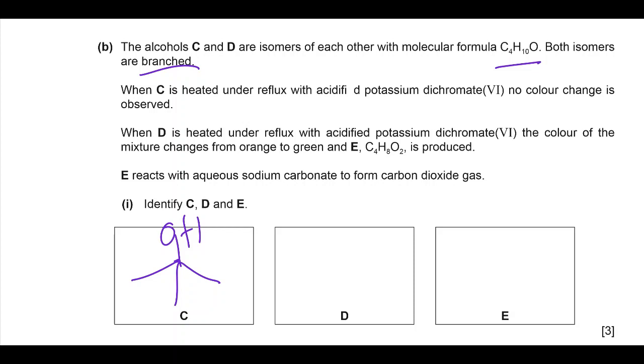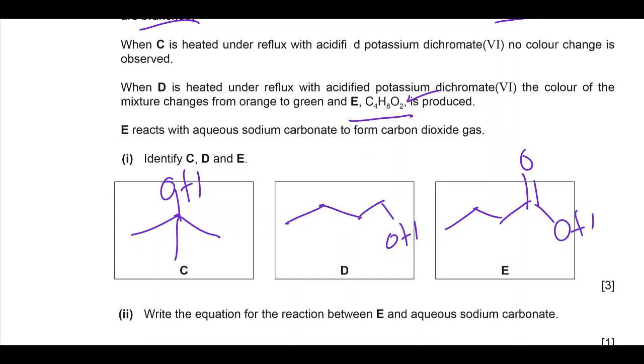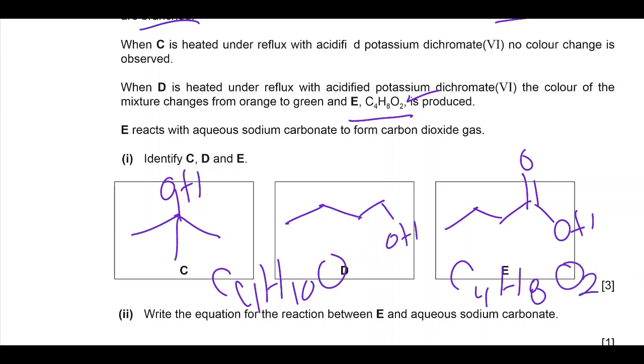When D is heated under reflux with acidified potassium dichromate, the color of the mixture changes from orange to green. Here, the number of oxygen is increased. That means this alcohol is oxidized to carboxylic acid, so D is a primary alcohol. And E is the carboxylic acid of D. So you can see both C and D have this formula, C4H10O, and this one has C4H8O2.